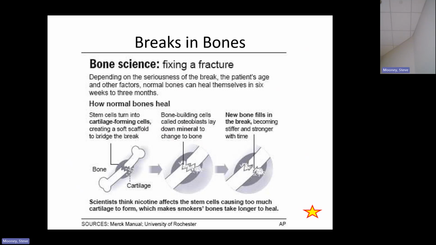Once we get that scaffolding in place, that organic matrix in place, we have to come back with the calcium and phosphorus to ossify that area. So the osteoblast, putting in the mineral, making sure that bone is strong and mended. Then the bone fills the break, and hopefully we have something stronger and stiffer over time. So if we're thinking about breaks, no matter how big they are, what do we know when they first start to heal?